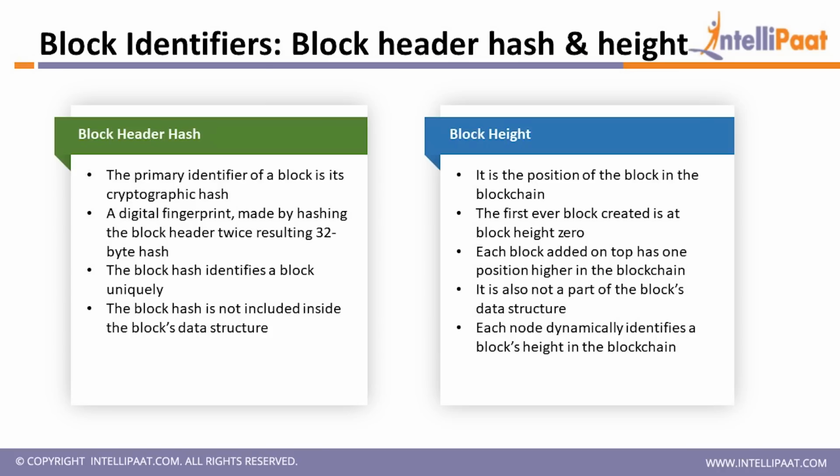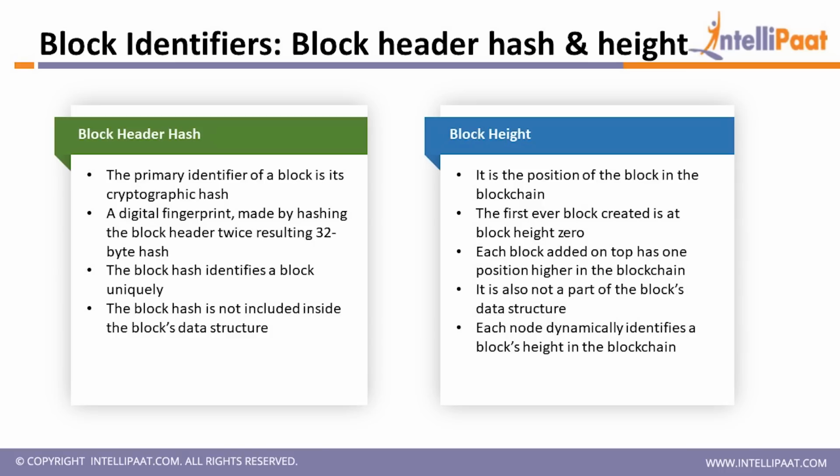Block identifiers: block header hash and height. The block header hash is the primary identifier of a block, its cryptographic hash. So any newly created block has its cryptographic hash as the primary identifier of the block. It is a digital fingerprint made by hashing the block header twice, resulting in a 32-byte hash. The block hash identifies a block uniquely. These are the properties of the block header hash. The block hash is not included inside the block's data structure.